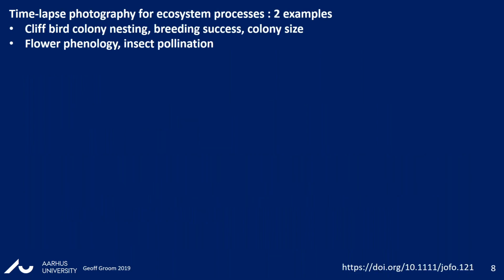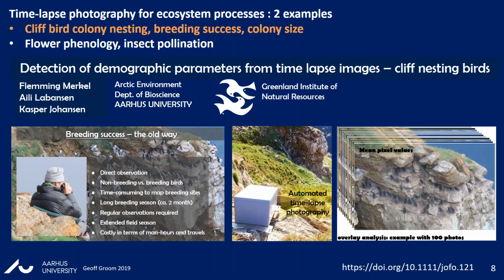Two examples of modern time-lapse photography for ecosystem processes. The first one is an example of cliff bird colony nesting, breeding success, and looking at colony size. That's the work of one of my colleagues, Flemming Merkel and his colleagues, in collaboration with the Greenland Institute of Natural Resources, looking at cliffs in Greenland to study the birds on those cliffs, mainly birds such as guillemots and razorbills. It's been going on for many years, and it's been done in the old way of people sitting with binoculars on the cliff top, observing the birds, making notes.